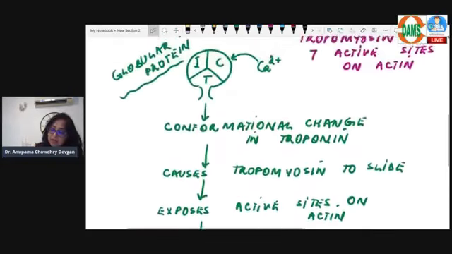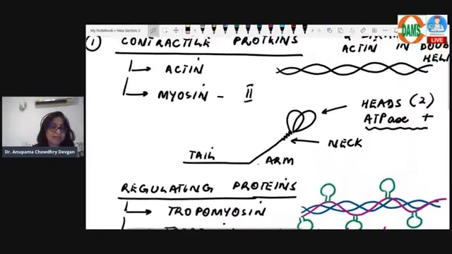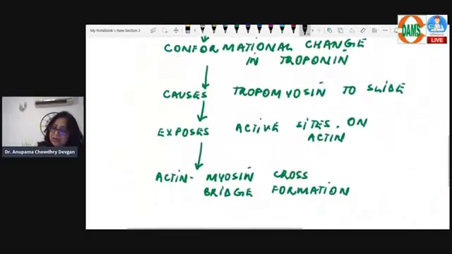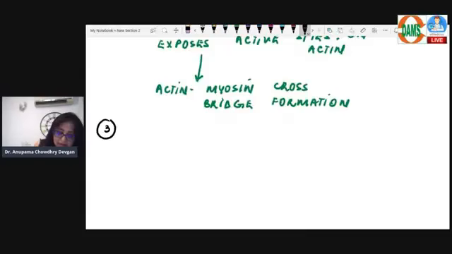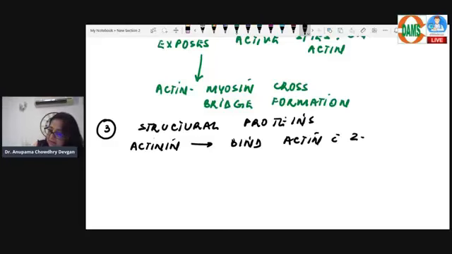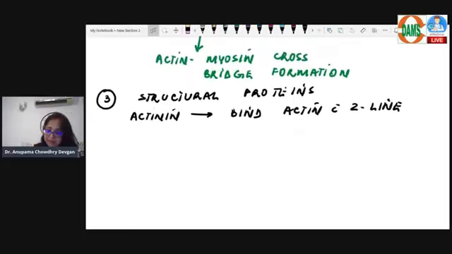Now, these are your regulating proteins. So we've done 2 types of proteins: contractile proteins, actin and myosin; regulating proteins, tropomyosin and troponin. And the third category of proteins are the structural proteins. Structural proteins are actinin, which binds the actin with the Z-line.